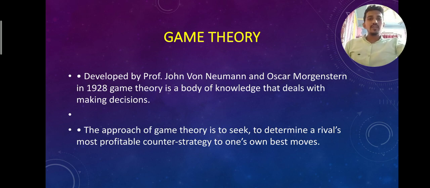Game theory was developed by Professor John von Neumann and Oscar Morgenstern in 1928. Game theory is a body of knowledge that deals with making decisions. The approach of game theory is to seek to determine a rival's most profitable counter strategy to one's best moves.